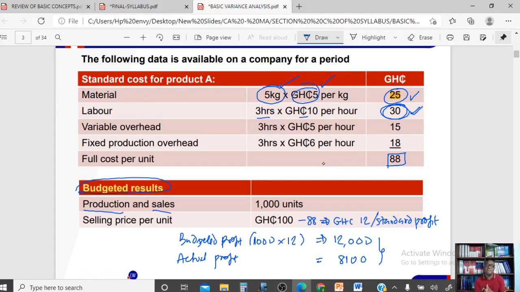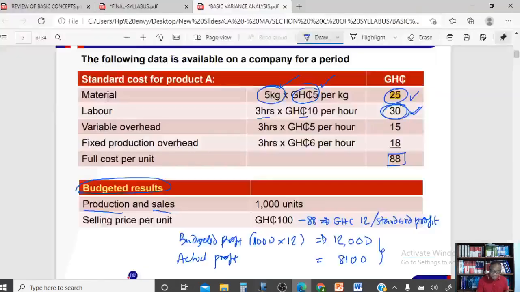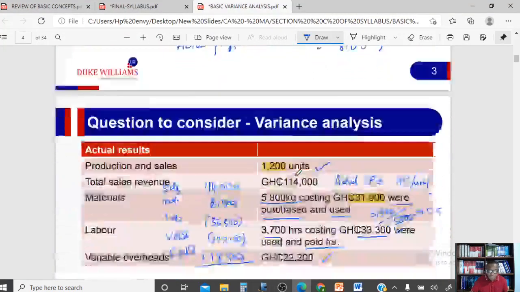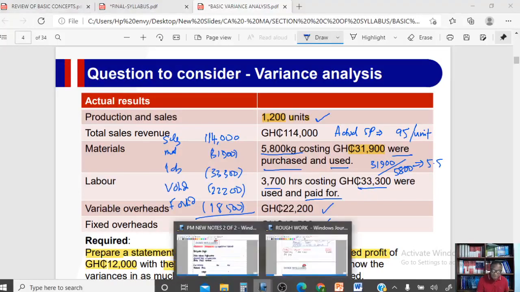So then the question I'm asking is, for the 1,200 units, how much should I be paying for each of them? So here we are asking the question, the standard is the 1,200 by 30. So that comes to about 36,000. Yes, 36,000. But then how much did we actually pay in total for labor cost? That's 33,300. Okay, so nothing to worry about there.